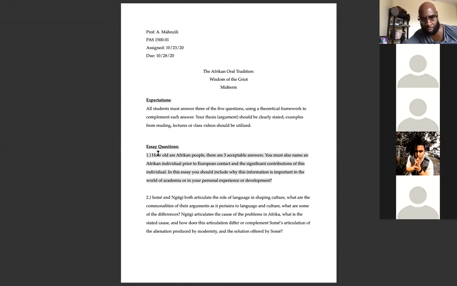embedded in there. So how old are African people? That's 1 question that should be addressed. I give them a hint to let them know there's 3 acceptable answers, right? You must also name an African individual prior to European contact. So that's another question. So that's 2. And their significant contributions, right? So that's like 3 questions there. In this essay, you should include why this information is important. 4, in the world of academia or in your personal experiences or development. So as you can see, there's 4 questions embedded into that 1 question. So if you don't answer how old are African people, but you answer the other 3 questions, then you're going to lose a point, right?